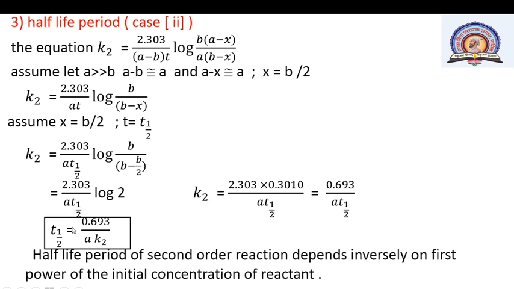Then find out this half-life period. The t half is equal to 0.693 divided by a into k2. Now here in this equation, a is the initial concentration and k2 is the rate constant or velocity constant. Now this equation clearly indicates that the half-life period of a second order reaction depends inversely on the first power of the initial concentration of reactant.